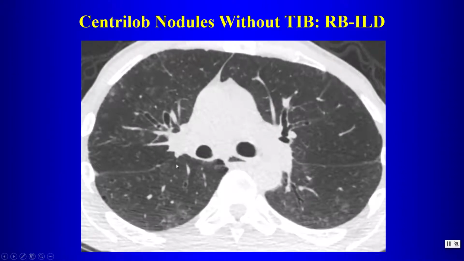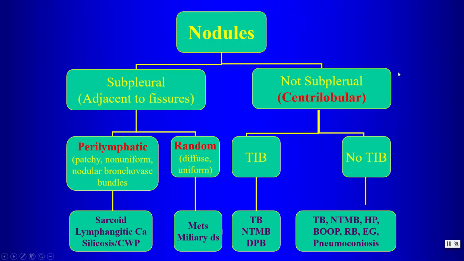Here's a patient who's a smoker who has centrilobular ground glass attenuation, and this is from respiratory bronchiolitis. So here's the algorithmic approach. If we're dealing with micronodules, we want to decide first, are they touching the pleural surfaces? If they're not, then we're dealing with centrilobular nodules. Are there tree and bud opacities? If there are, then we're going to think of TB, atypical mycobacterial infection, diffuse panbronchiolitis.